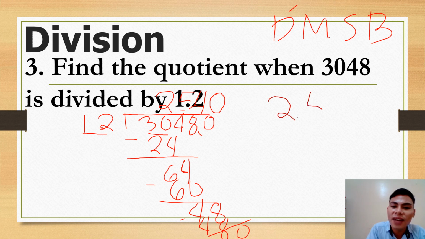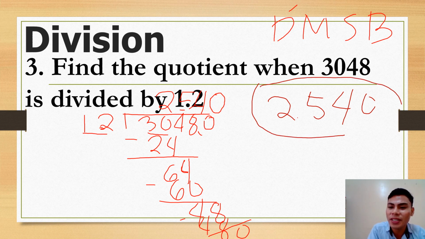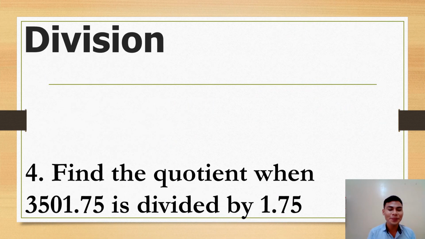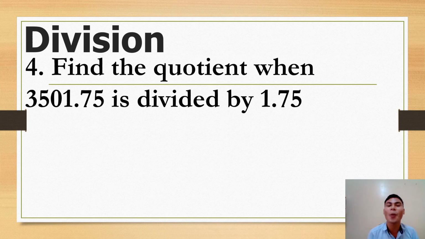2,540. See, we are dealing with decimals, but we have whole numbers as result. Ganyan lang po ka-basic. I love to learn math. I love to learn division on decimal. Diba? Basic. Now, for question number 4, this is your assignment at home.